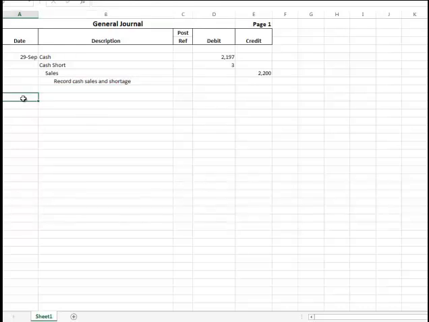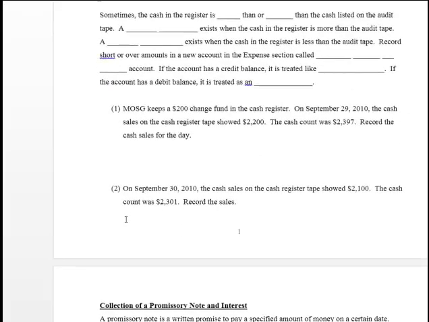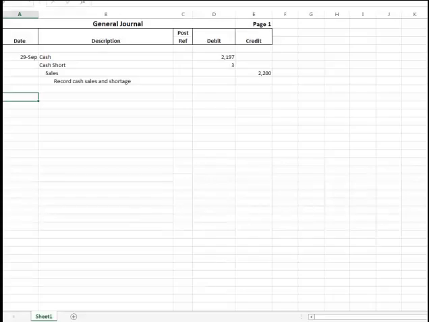Okay. So that's how I'd record the first transaction. Looking back at my study guide, the second one says on September 30, the cash sales on the cash register tape showed $2,100, and the cash count at the end of the day was $2,301. Now, remember I have to subtract out my $200 change fund, so I actually brought in $2,101.